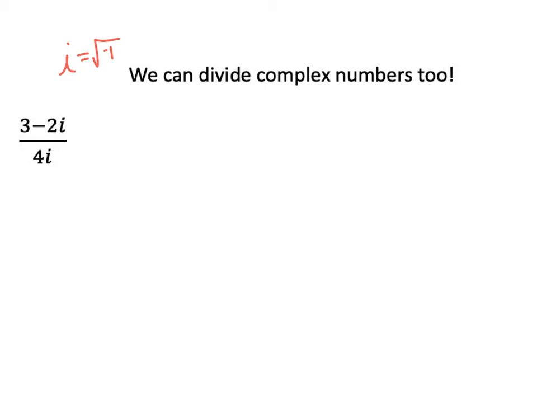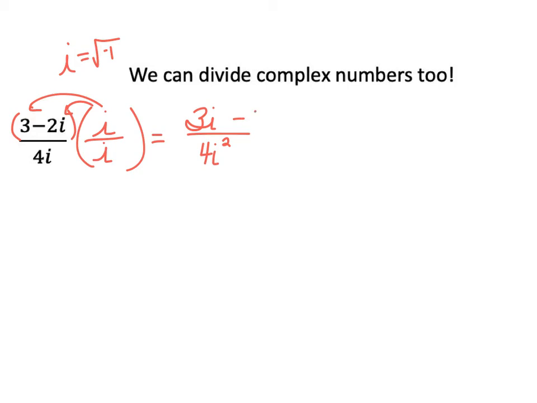Well, I multiply by a disguised form of 1. I don't want that i in the bottom, because it's the square root of negative 1, so I'm going to multiply i over i, which produces, in the bottom, 4i squared. In the top, I'm going to be distributing. I've got to take i times each of these, which would be 3i minus 2i squared.